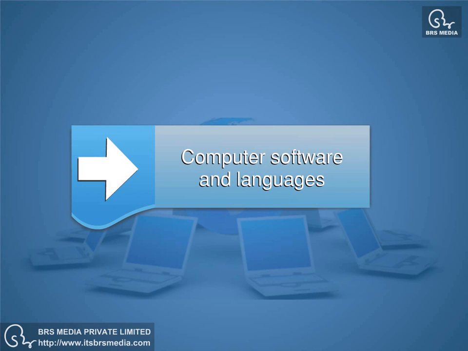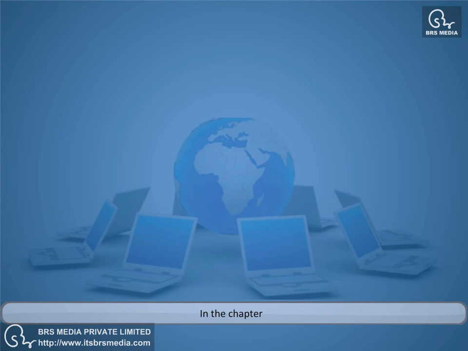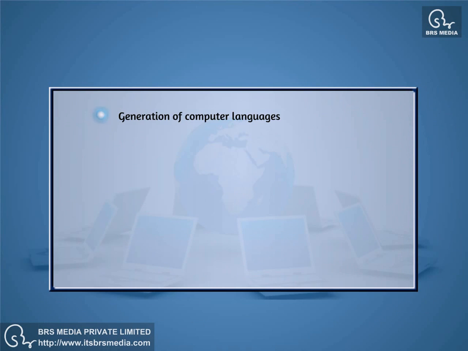Chapter 1: Computer Software and Languages. In this chapter: Generation of Computer Languages, Computer Software and its Types, Number System.